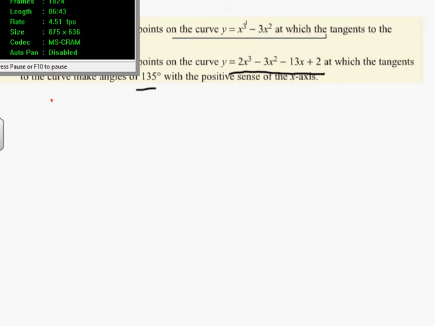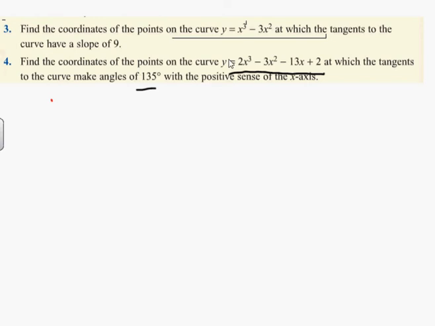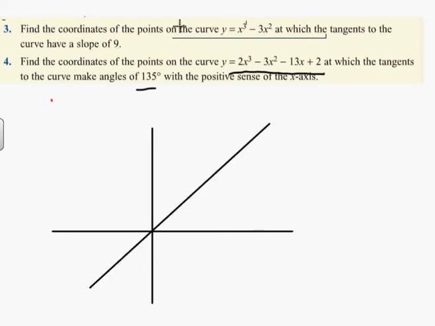Okay, so lads, what this means is, when you have an x-y axis, if I said it makes a 45 degree angle, a 45 degree angle would be an angle that comes up like that. Would you agree with that? And it's 45 degrees with the positive sense of the x-axis. Do you know what the positive sense of the x-axis means? It means this part here. The line makes a 45 degree angle with the positive part of the x-axis. Is everybody happy with that?